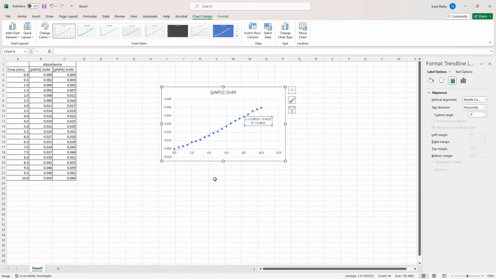All right. Now, as described in the lab handout, what you're going to want to do after determining that reaction rate is convert those absorbance units to units of molarity of the product of the reaction, PNP, using the Beer's law equation. And we're going to go through that in class, but I just wanted to walk you through the steps for how to create this graph.